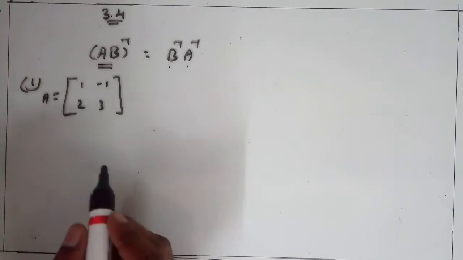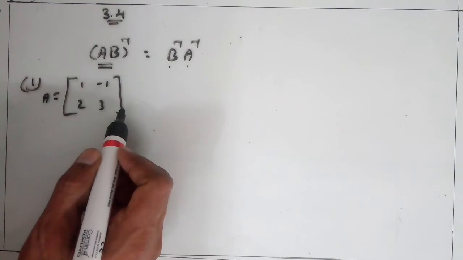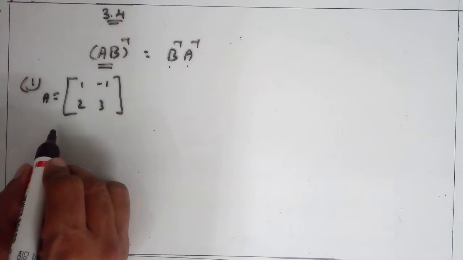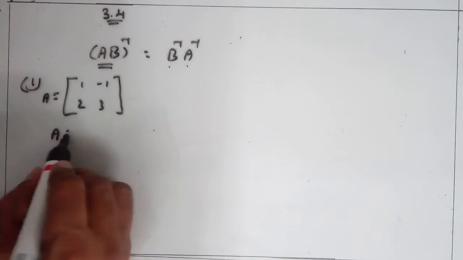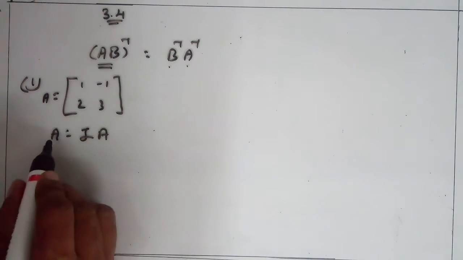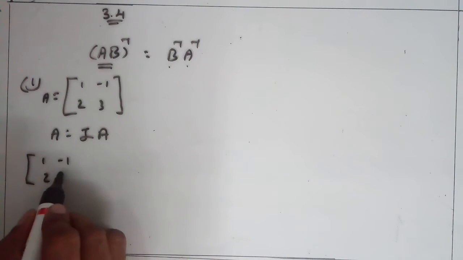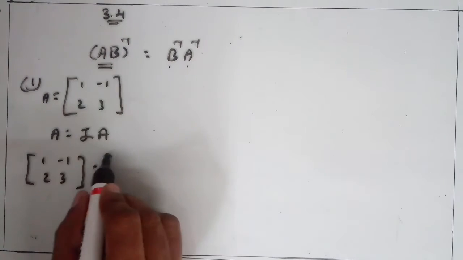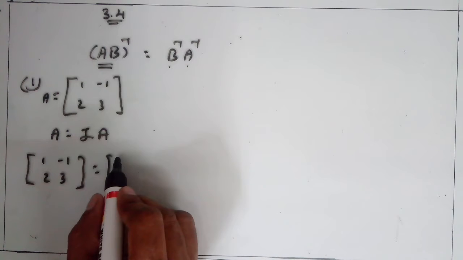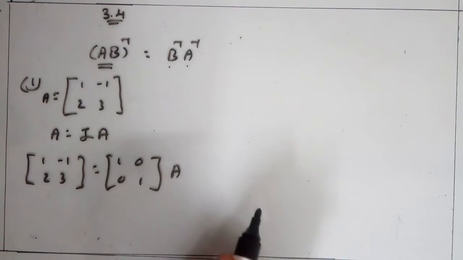We know that A is a square matrix of order 2. So we have an identity matrix I of order 2, so that A is equal to I into A. We know A is equal to, write this matrix 1, minus 1, 2, 3 is equal to I, the identity matrix of order 2, 1, 0, 0, 1, and A, write the same.